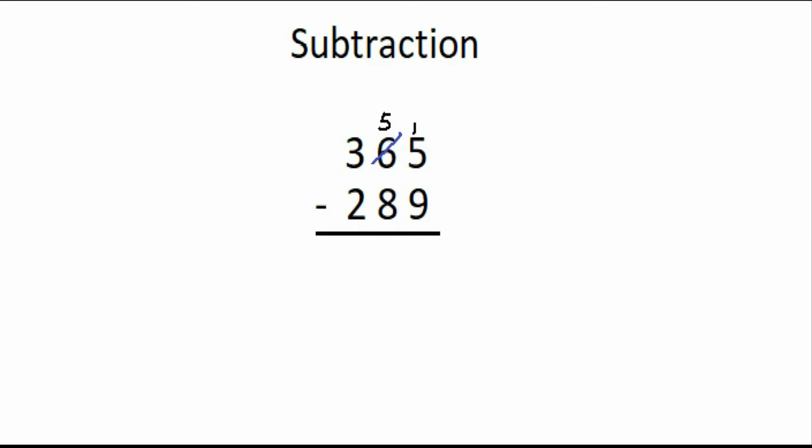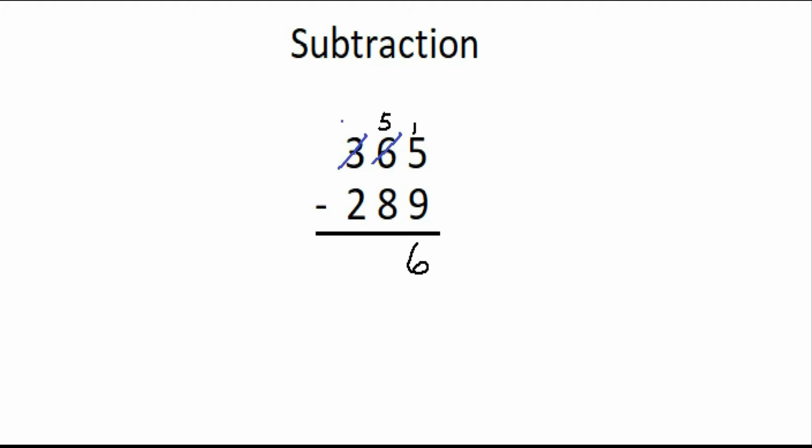5 is now 15, and we can subtract. 15 minus 9 is 6. Now let's move over to the tens column to subtract. 5 minus 8. Again, I cannot subtract 8 from 5 because 8 is bigger than 5.